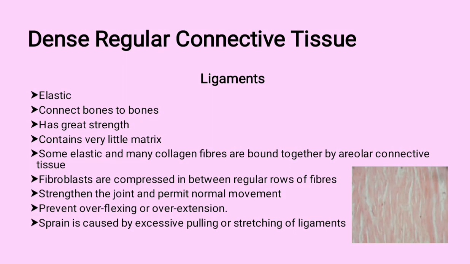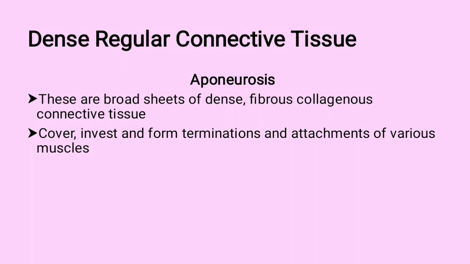So you can see that the tendons are inelastic whereas the ligaments are elastic. The tendons join muscles to bones whereas the ligaments join bones to bones. Tendons are made up of the white fibers whereas ligaments are made up of the white as well as the yellow fibers. So these are the differences which you also have to keep in mind. Now our last type of dense regular connective tissue is aponeurosis.